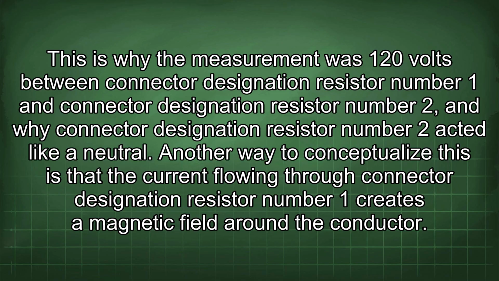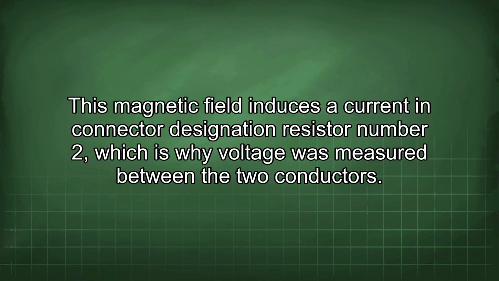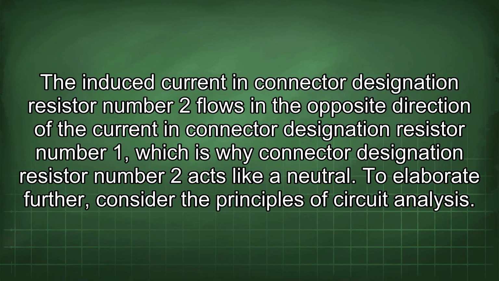Another way to conceptualize this is that the current flowing through connector designation resistor number 1 creates a magnetic field around the conductor. This magnetic field induces a current in connector designation resistor number 2, which is why voltage was measured between the two conductors. The induced current in connector designation resistor number 2 flows in the opposite direction of the current in connector designation resistor number 1, which is why connector designation resistor number 2 acts like a neutral.